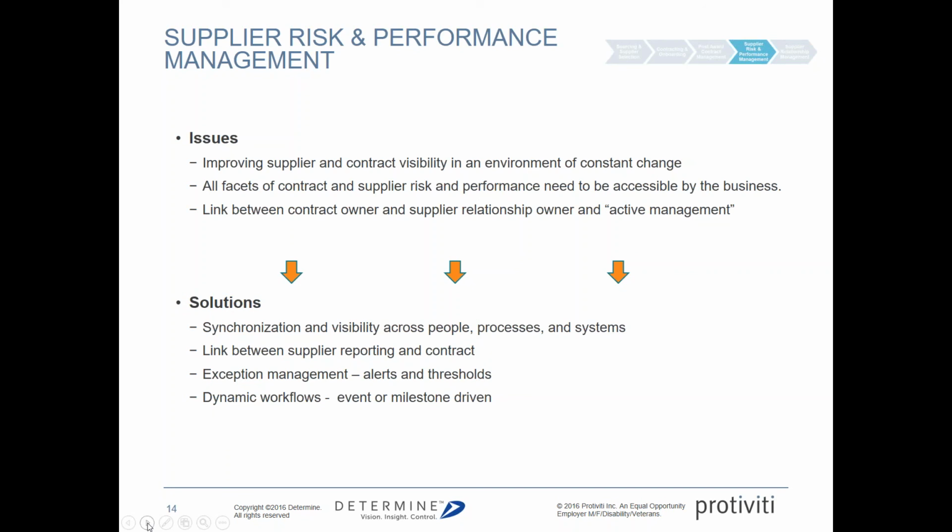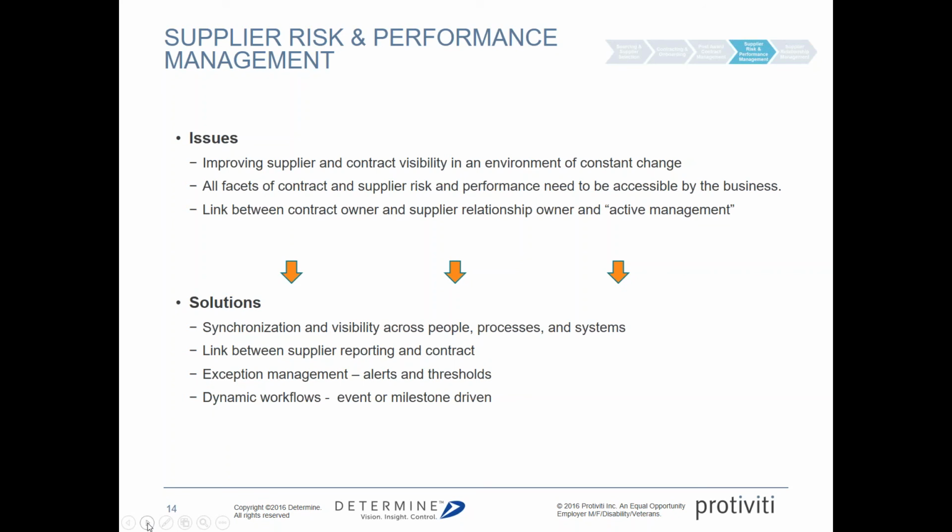Well, first, understanding and accepting that we live in an environment of constant change. There needs to be a clear link between the contract owner, the supplier relationship owner, and active management in these areas. The contract itself isn't enough to rely on, because the environment in which you signed a contract is not the same as the environment tomorrow. Visibility of supplier and contract needs to include an end-to-end point of view, as discussed previously. All facets of that contract, supplier, risk, and performance need to be accessible by the business, those that are on the front line and responsible for managing that contract and managing that performance of the supplier.